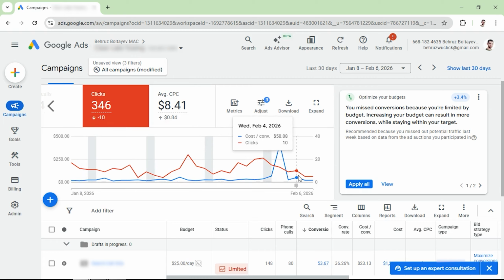And some of those clicks can turn into phone calls or form submissions. So make sure that you're getting enough clicks per day. And later we're going to talk about the quality of those clicks. But at least before judging whether your campaigns are working or not, make sure that you're getting enough clicks per day consistently.